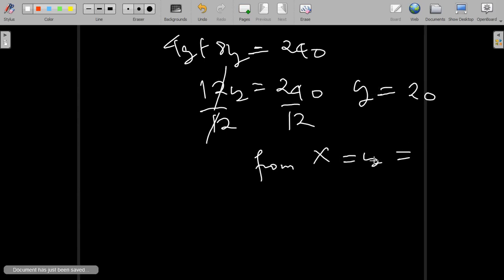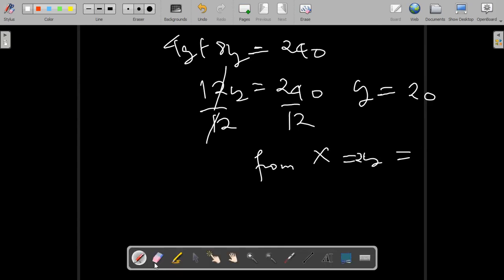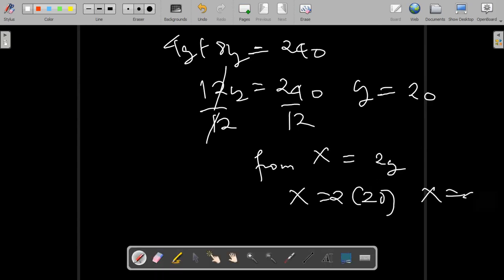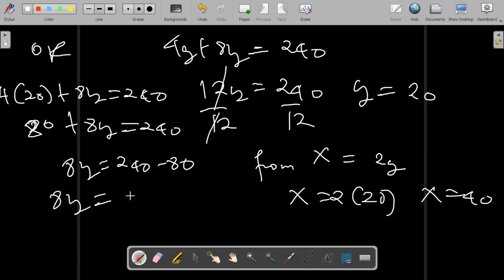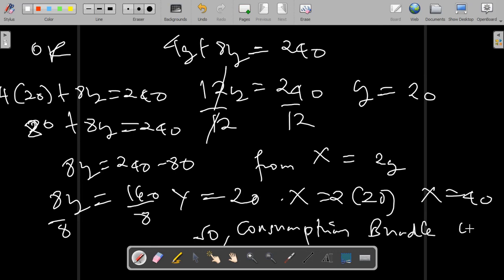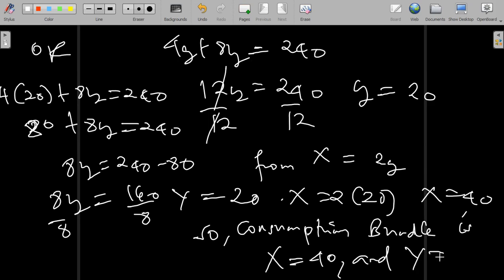Now from x is equal to 2y, we plug in the same value. That will give you x is equal to 2 times 20. That will give you x is equal to 40. Or we may plug into the budget line, that will give you the same answer, y is equal to 20. So the consumption bundle now will be x is equal to 40 and y is equal to 20.